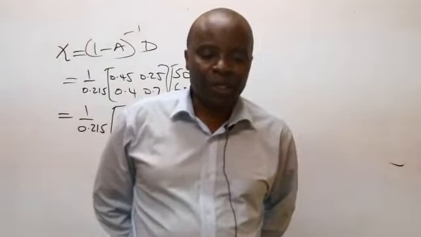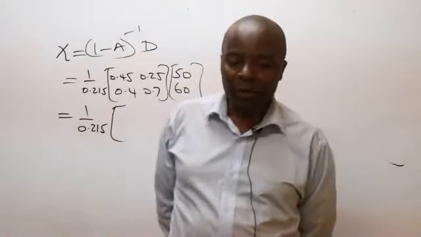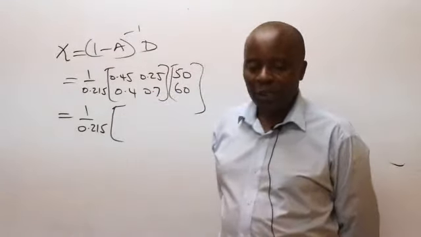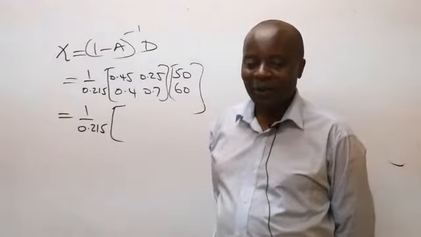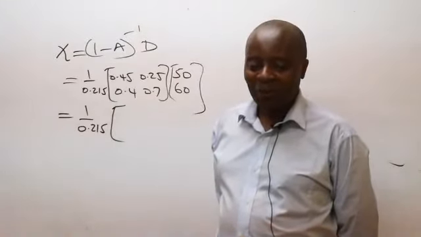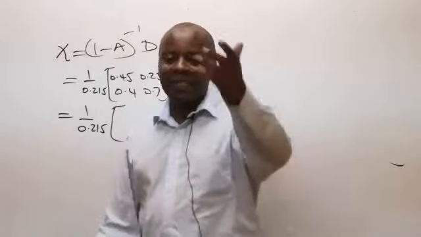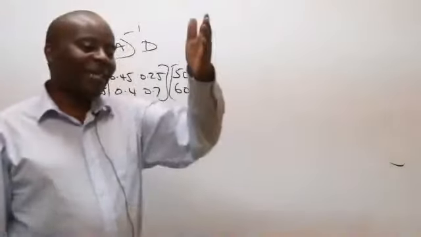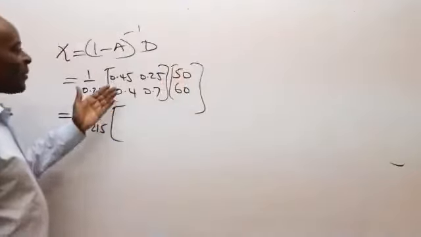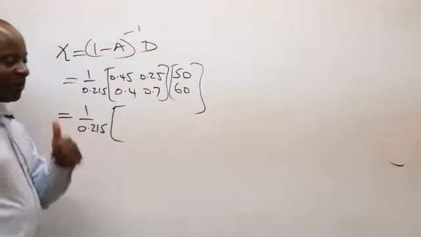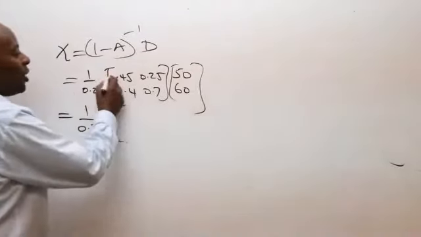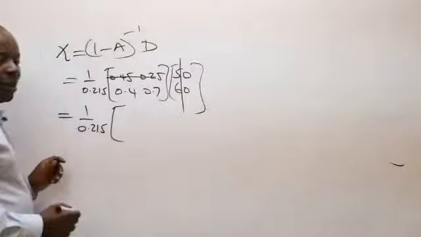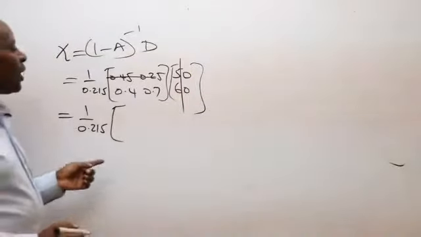Multiply two matrices, what comes to your mind? When somebody tells you to multiply two matrices, row times column, thank you very much. So this is the row here, and that is the column. Could you kindly go ahead and do the multiplication for us?